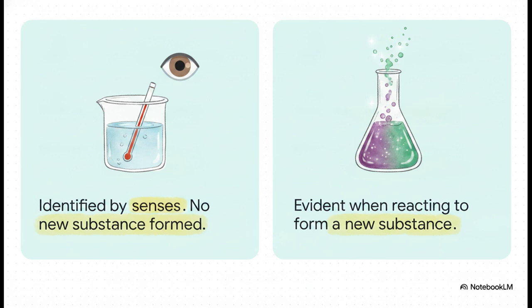Chemical properties, on the other hand, only become evident when a substance reacts and changes into a completely new substance, like flammability. The original composition is fundamentally altered. And this brilliantly illustrates the difference. Notice how ice melting into water is just a physical change based on a physical property, its melting point. The ice turns to liquid, but it's still H2O, it's still water. No new substance is formed there.